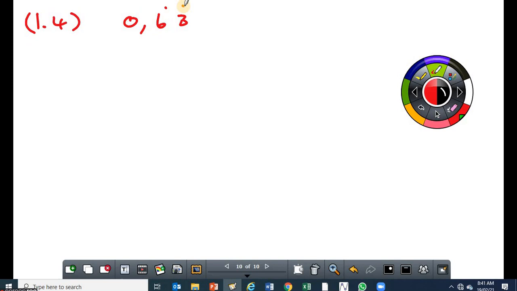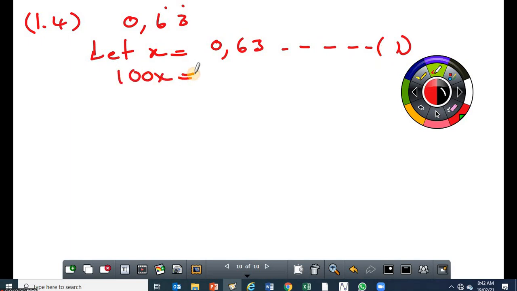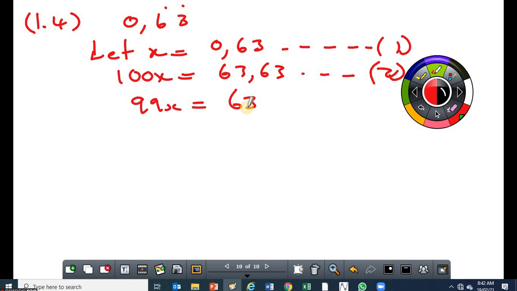It's simple. Right? So we say let x be equal to 0.63 recurring, that's our equation 1. Since there are two digits that are recurring, we multiply by 100, and you get 100x equal to 63.63 recurring. That's the second equation. And then you subtract equation 1 from equation 2, you get 99x equal to 63. So your x is going to be 63 over 99.